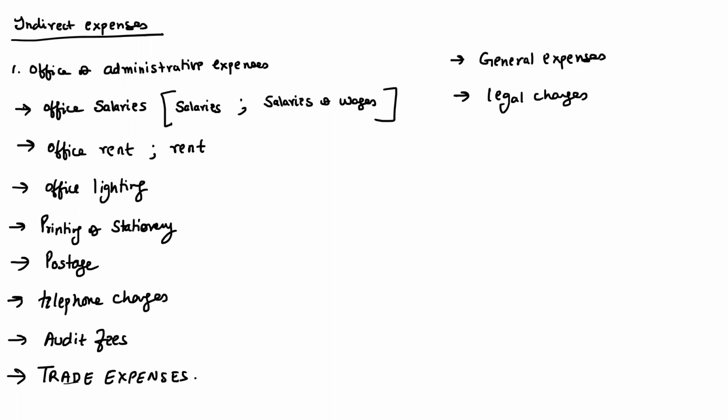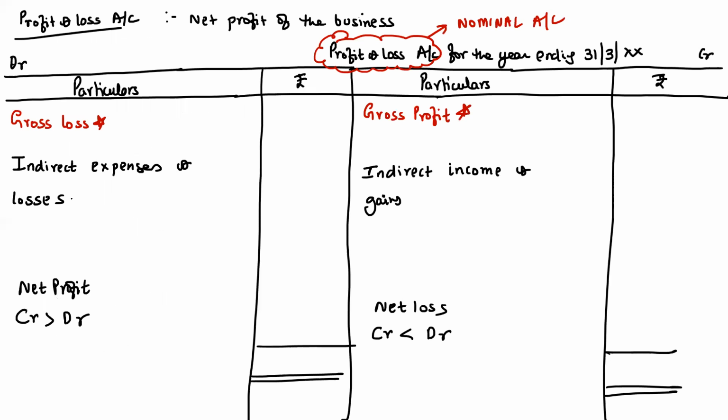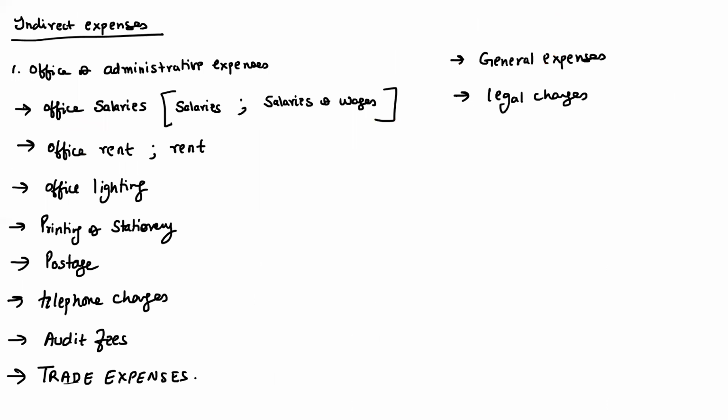They will not ask you to make separate heads like office and administrative expenses, then selling and distribution expenses. They're not going to ask you to make separate heads and classify the expenses under those heads. So you should learn the direct expenses. Rest everything will fall in the P&L account on the debit side. We don't have to make any classification, but you should know.